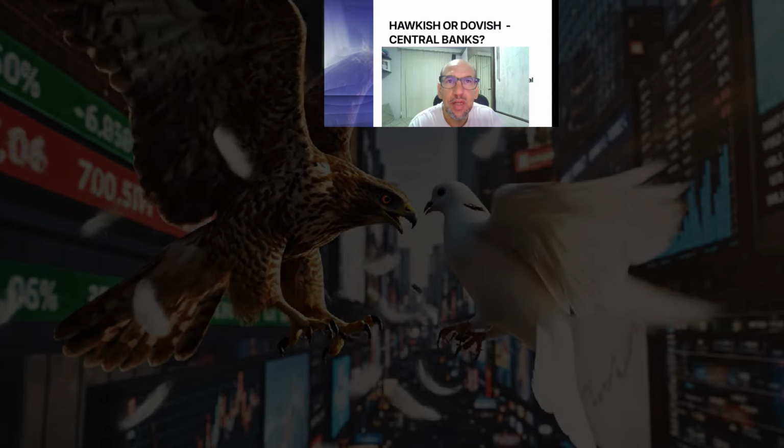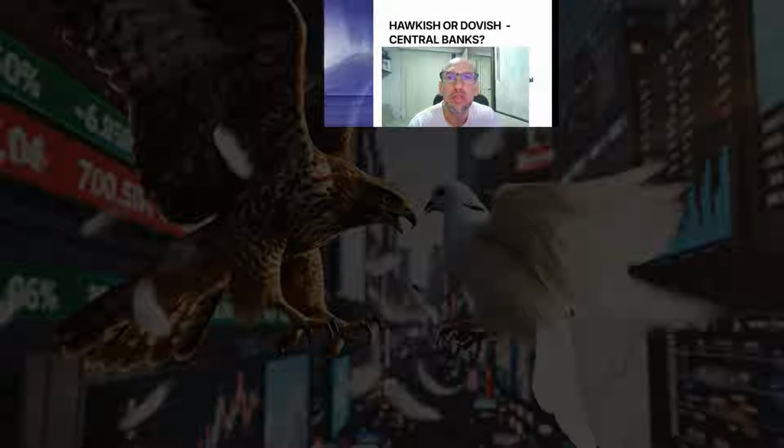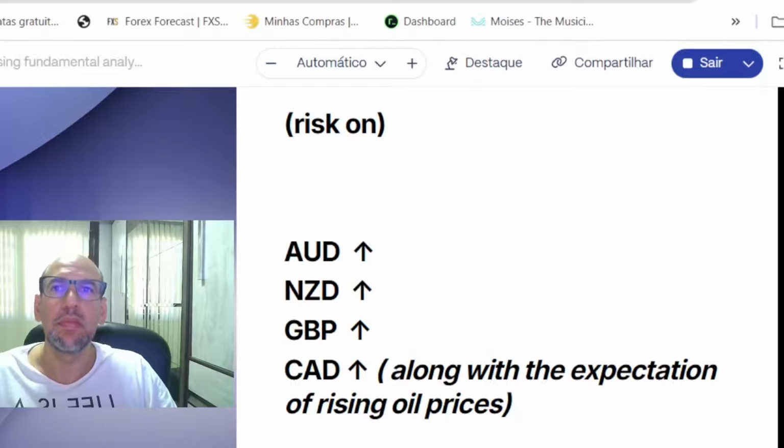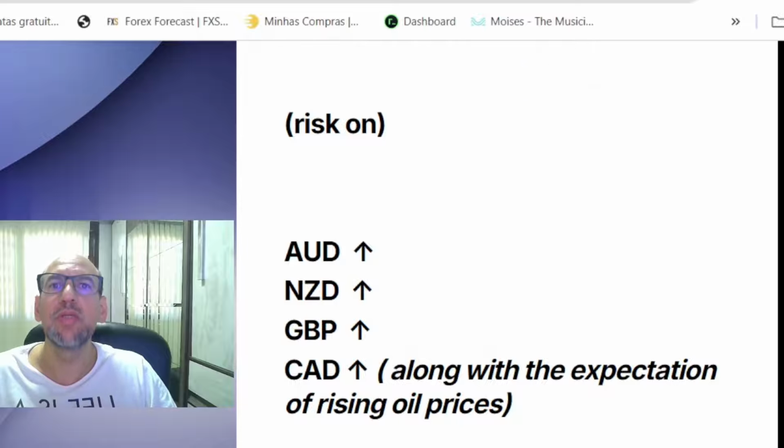Now we need to analyze which of these rising currencies, in risk on mode, are experiencing hawkish or dovish dominance by the central banks of their respective countries. Hawkish means the government will raise interest rates or stop cutting interest rates. Dovish means the government is thinking about or intends to cut interest rates soon. When we have a risk-on macroeconomic scenario, the Australian dollar appreciates, like New Zealand, GBP, and Loonie, along with the expectation of rising oil prices.